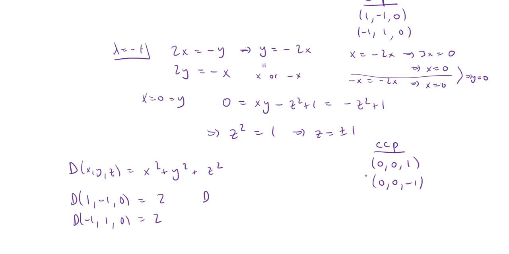How about these two? Well, d of 0, 0, well, it doesn't matter whether we use plus or minus 1. When you square, the plus or minus will go away. You get 0 plus 0 plus 1 is 1. And so these are the 2 points which are going to be closest to the origin.